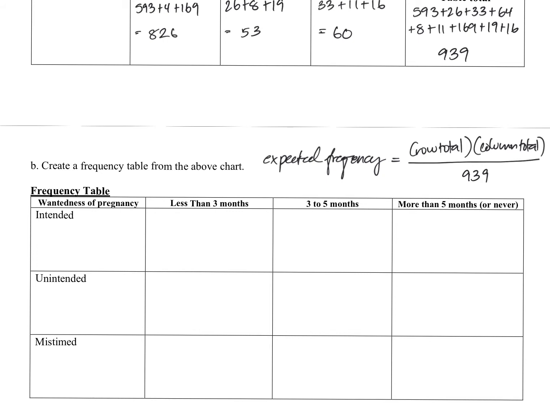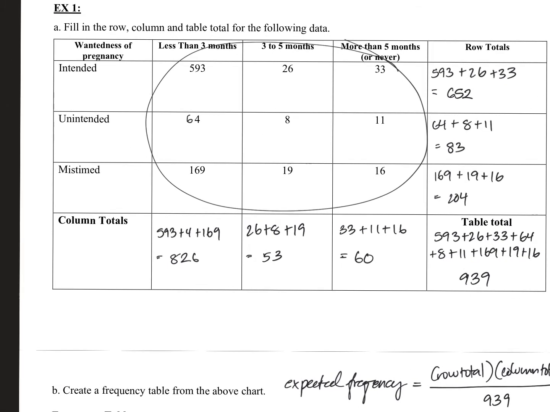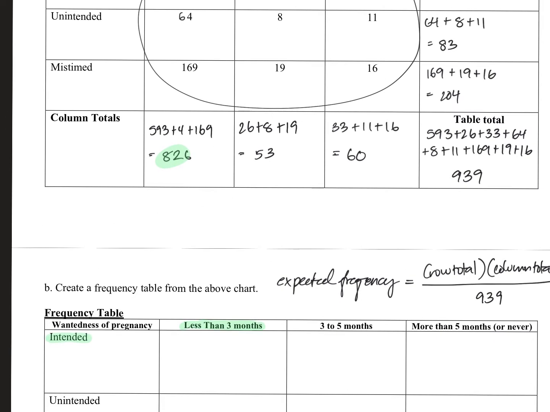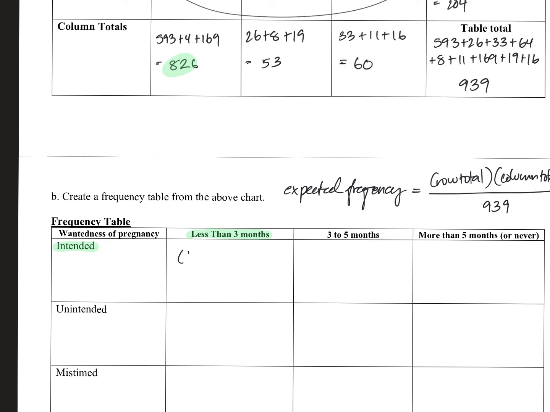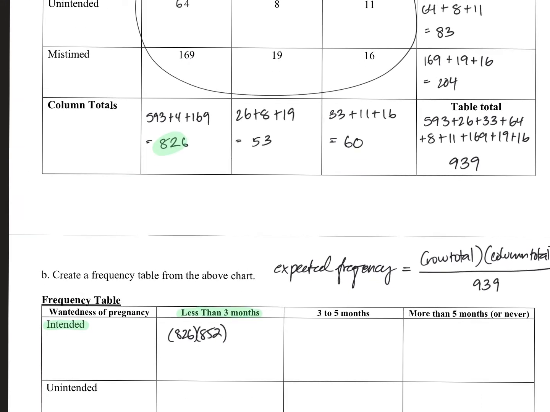Okay, so I'm going to do a few with you, and then I'll have you do them on your own in a sec. So we're looking for intended and less than 3 months. The total for intended is 652, and the total for less than 3 months is 826. So we'll go ahead and multiply those together, 826 times 652. And then we're going to divide that by the table total, which is 939.